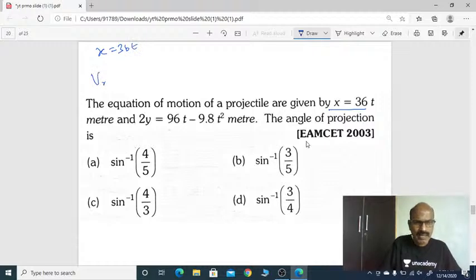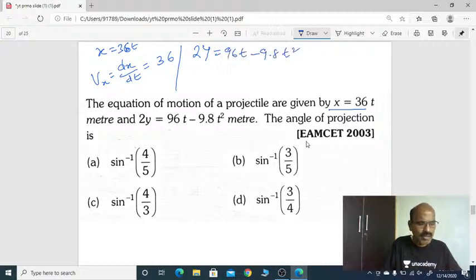What is its velocity? Displacement is given as 36t. Velocity will be dx by dt. Derivative with respect to t of 36t is only 36. Similarly, 2y equal to 9060 minus 9.8 t square. Clear? So what is now its displacement? Y is given, right? 2y equal to this, y equal to this divided by 2. You will get 48t minus 4.9 t square.